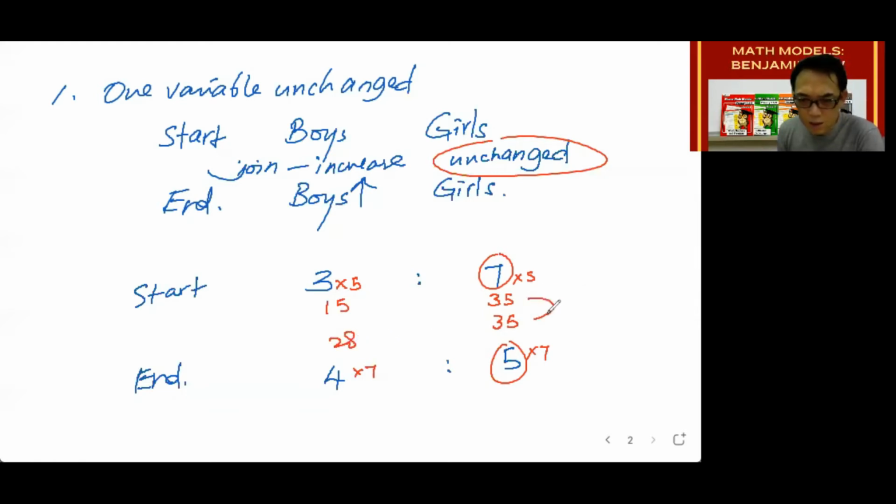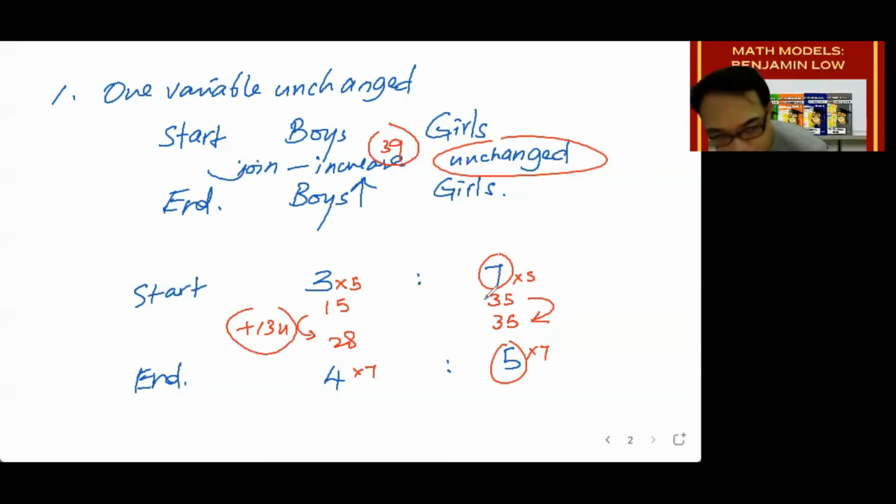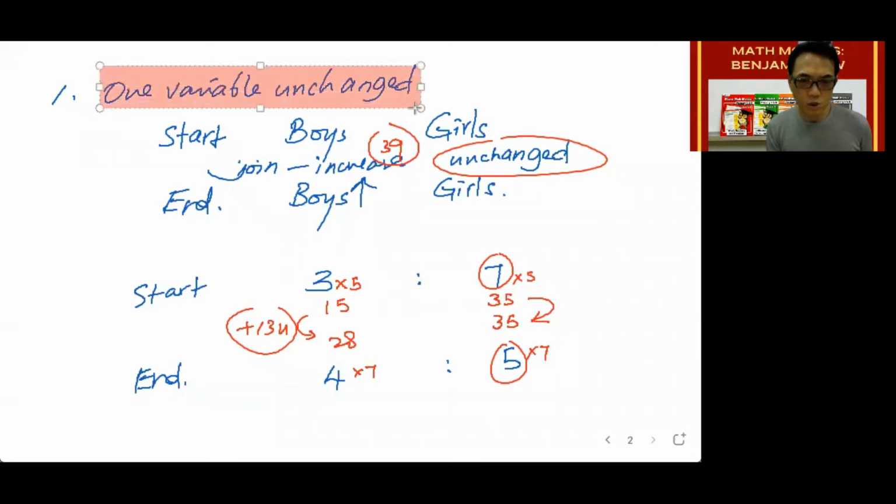Now, as you can see, the number of girls remain the same, but the number of boys has increased by 13 units. In these sort of questions, generally, the question will provide the increase in the number of boys, or it could be a decrease, but the working would be the same. And if, let's say, I were to tell you that the increase is 39 boys, then 13 units is 39. And you take it from there to solve the question. That's the one variable unchanged question.